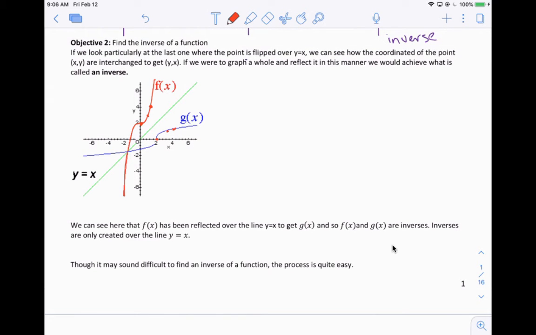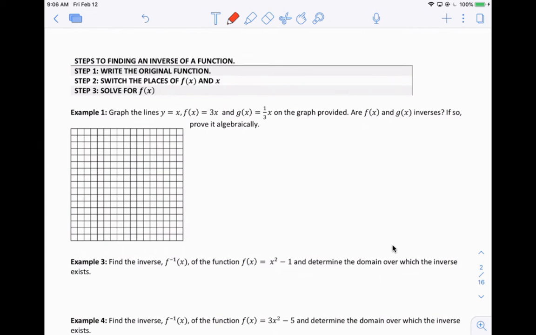All right, picking up right where we left off in the last video. This is an inverse. Let's go see if we can prove two things are inverses. So graph the line y equals x, f of x equals 3x, and g of x equals 1/3 x on the graph provided. Are f and g inverses? If so, prove it algebraically.